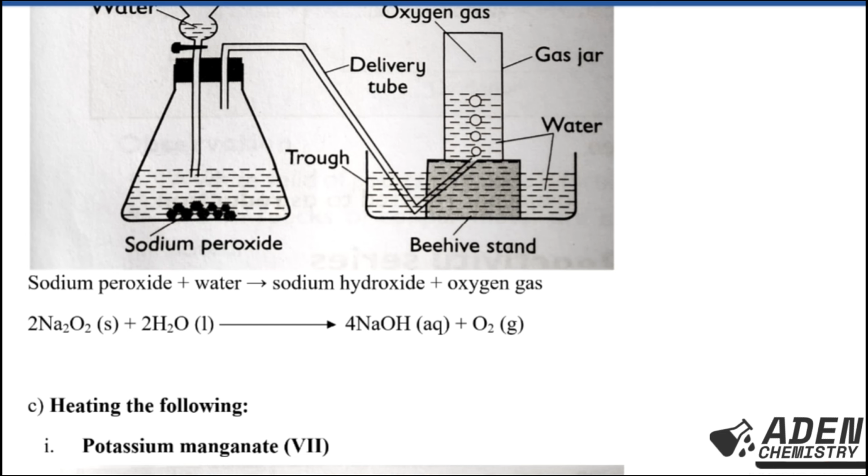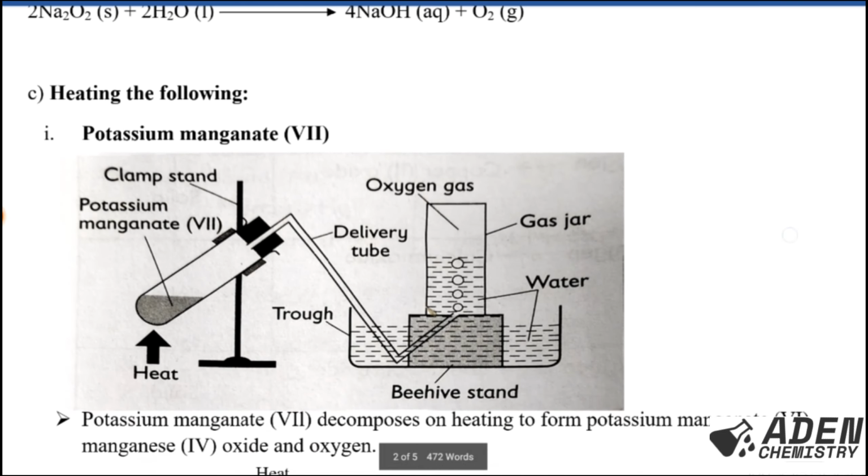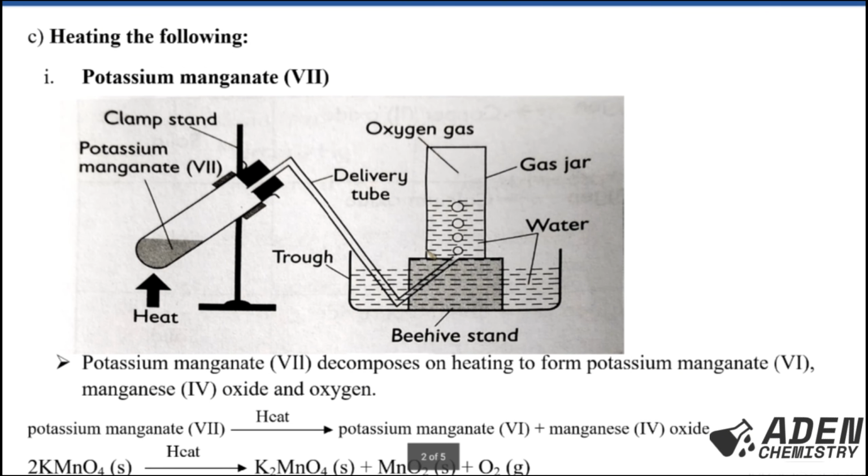The third method, method C, of preparing oxygen gas in the lab is heating the following. If we heat the following, we get oxygen gas. Number 1 of C: heating potassium manganate 7 crystals. We have this setup here: a boiling tube which is heated, containing potassium manganate 7 crystals. When it is heated, we get oxygen gas, which will be collected by the overwater method.